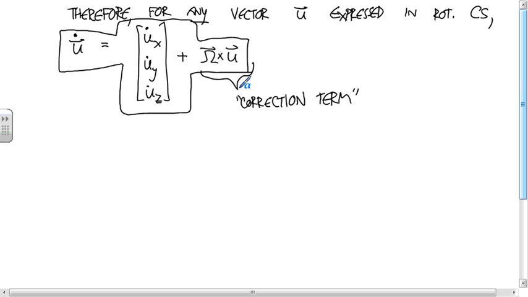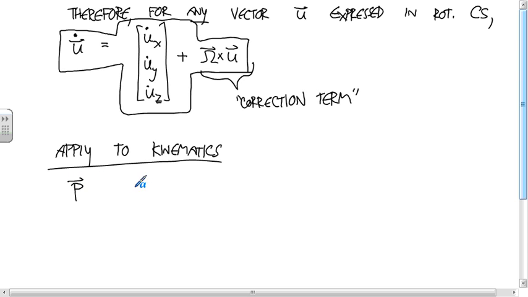Okay, so now we're going to apply this to kinematics. The position vector doesn't need any correction because you're not taking any time derivatives to get that.